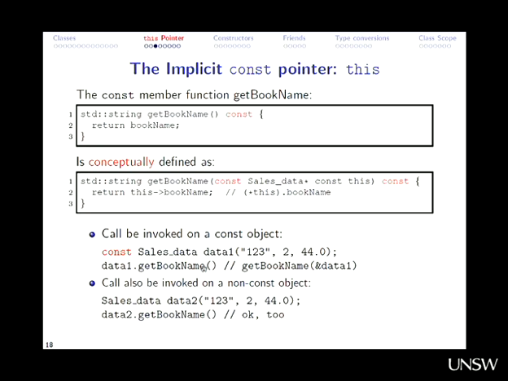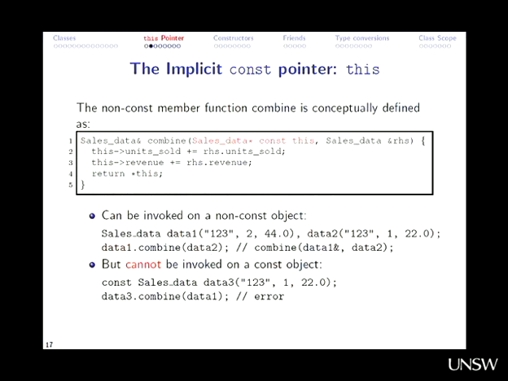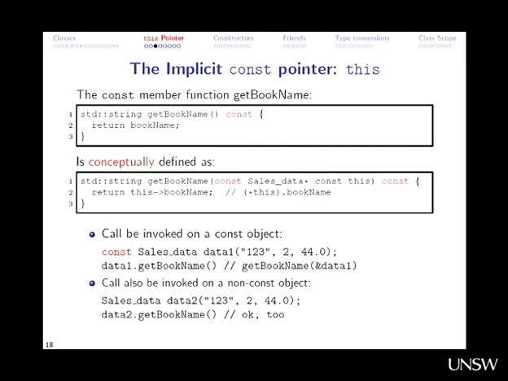A const object can only run const functions. If we go back one slide, this combine member function was not declared const because it modified the state. Therefore, a const object could not run this member function. On the next slide, this get book name member function is declared const, and because of that, a const object could call that method.